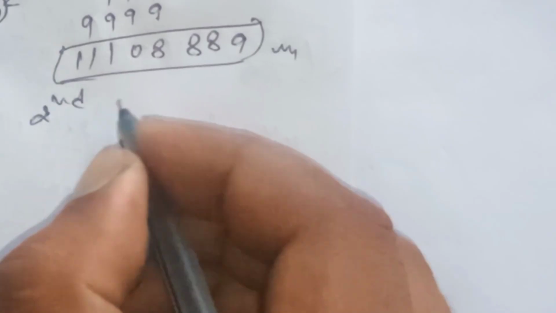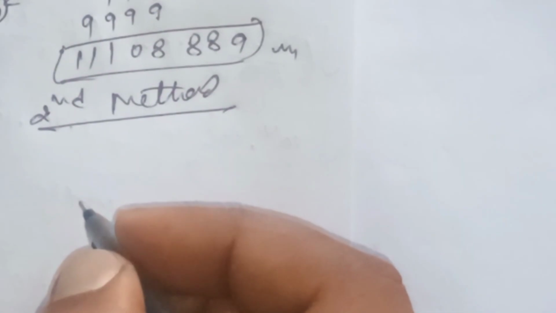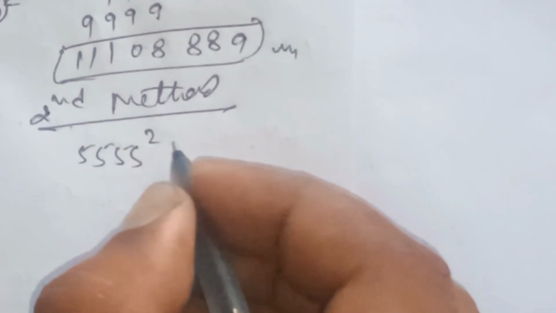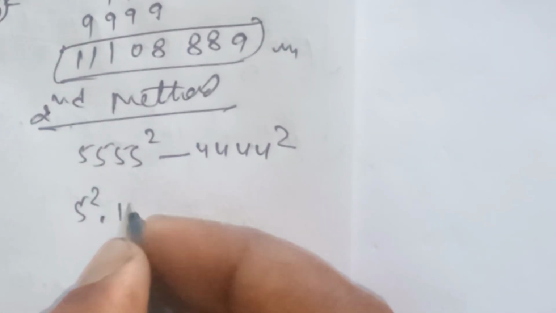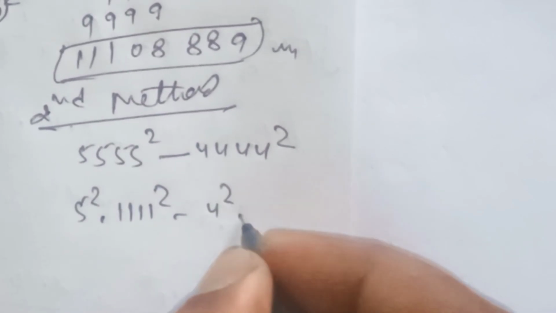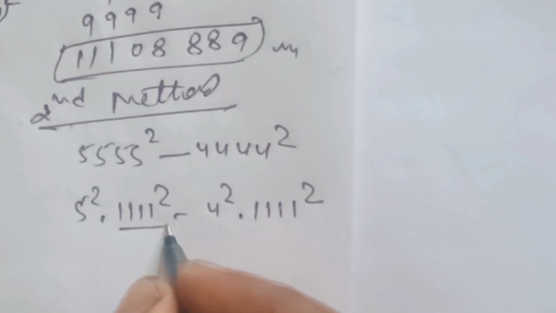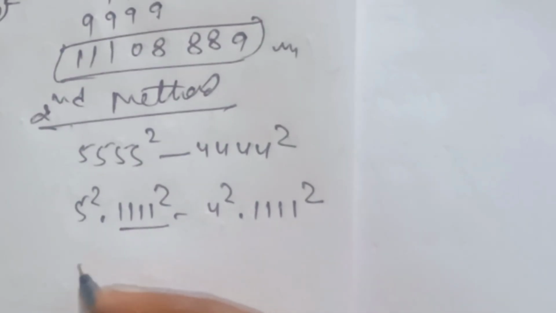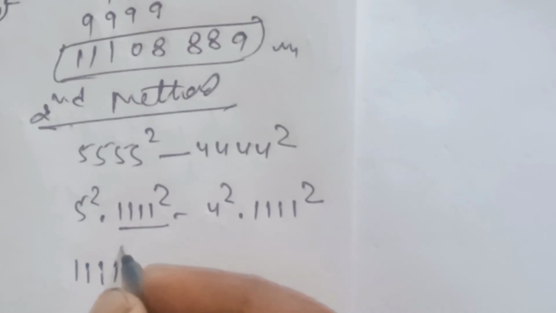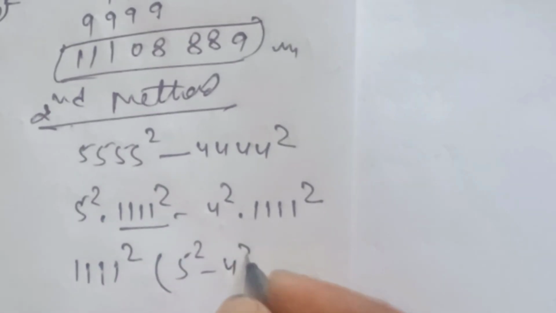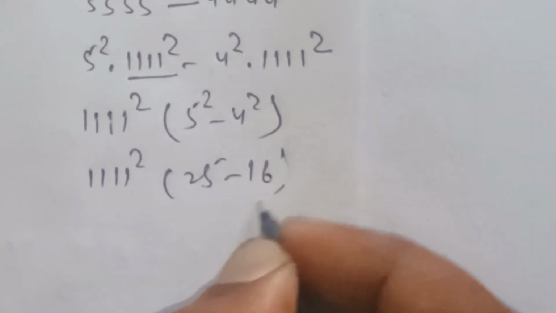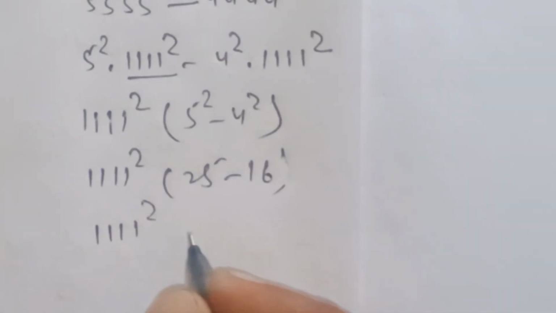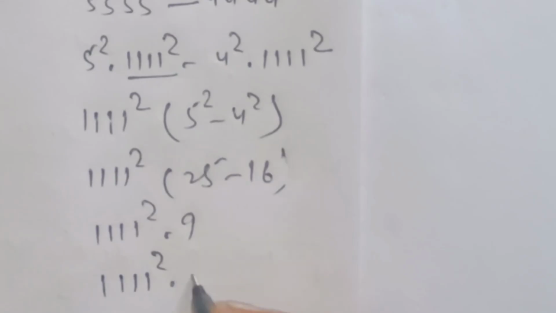See here, second method. According to the second method, 4 times 5 whole squared minus 4 whole squared can be written as 5 squared into 1 squared minus 4 squared into 1 whole squared. Taking 1 whole squared common, it leaves 5 squared minus 4 squared. So here 1 whole squared into 25 minus 16, that is 9. So 1 whole squared into 3 squared.